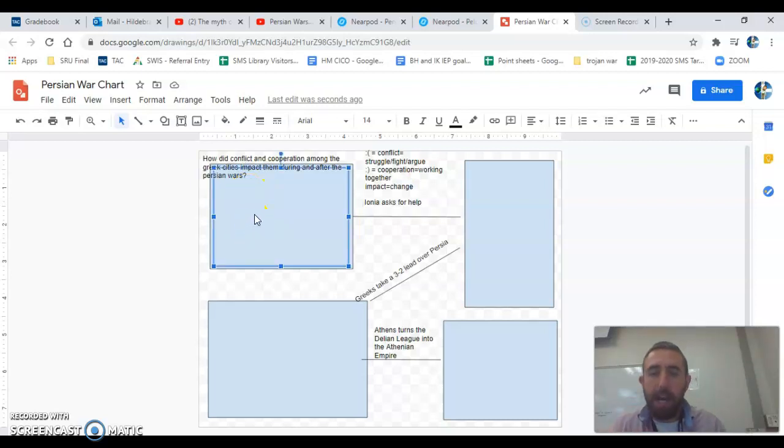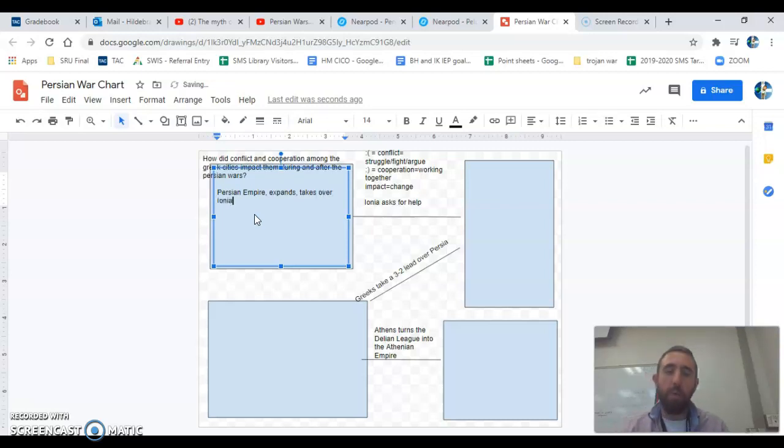Essentially, we started off with the Persian Empire expanding, and then it takes over Ionia, which was one small Greek city. Ionia is going to ask for help, because it knows it's just a small city going up against the biggest empire in the world. So we got a little bit of conflict here. We're going to put a frowny face, or a couple of them, to know that that's conflict. But then Ionia asks for help.